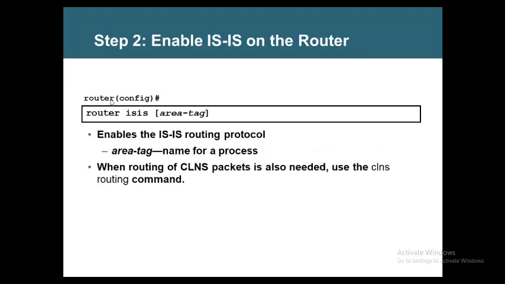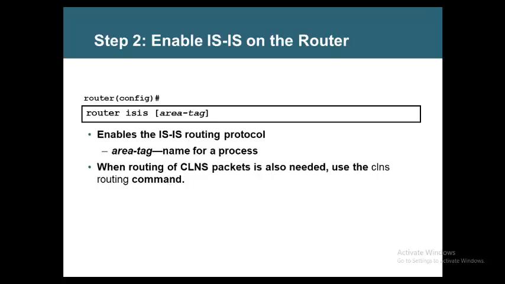We go to the global mode and we say router ISIS. This takes a process ID, a name for a process. Because it is mentioned as the area tag, don't think that you need to give only the area ID. It's just a process ID, and that is also an optional one. When routing of CLNS packets is also needed, use the CLNS routing command. Anyway, we don't have CLNS, don't worry about it.